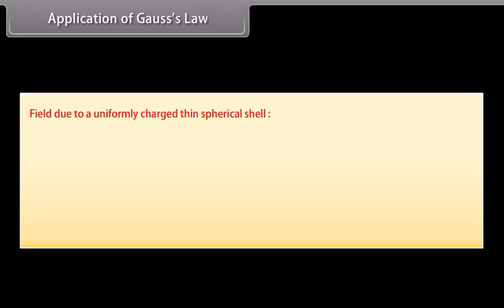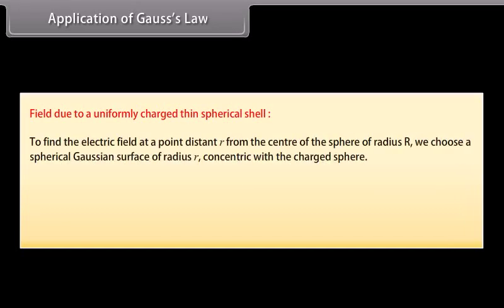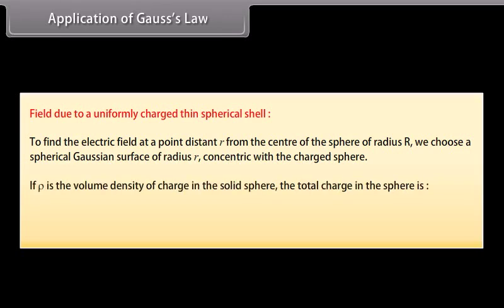Field due to a uniformly charged thin spherical shell. To find the electric field at a point distant r from the center of the sphere of radius R, we choose a spherical Gaussian surface of radius r concentric with the charged sphere. If rho is the volume density of charge in the solid sphere, the total charge in the sphere is given by Q equals 4 upon 3 pi R cube times rho.